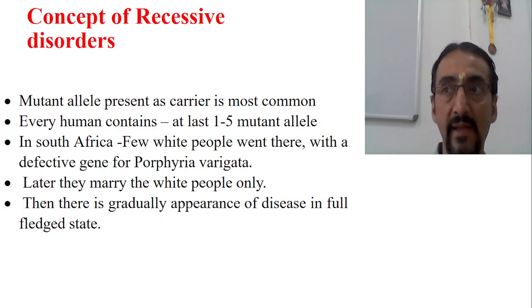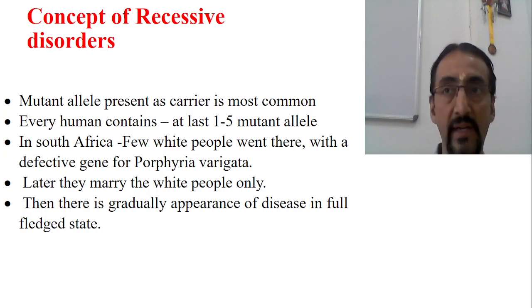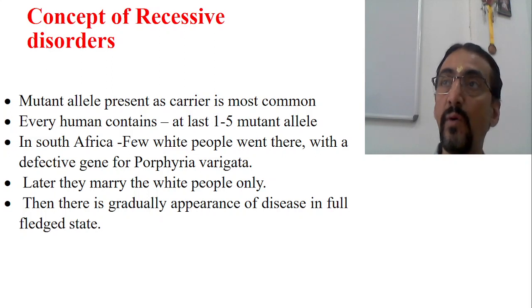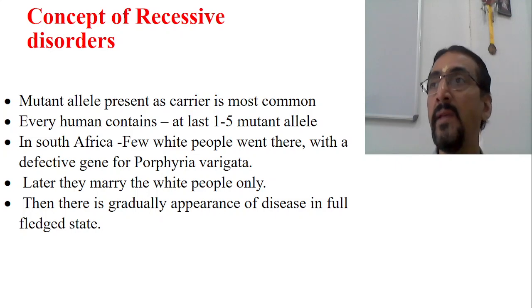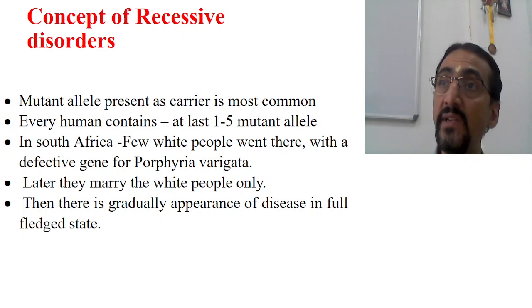So this being the case, recessive disorders will express the disease, or the person will manifest the disease, only when both the genes in the given allele are mutant. Otherwise, there is no disease. This is true for autosomal recessive disorders, and it is also true for X-linked recessive or sex-linked recessive disorders. Why is there no disease if one gene is affected?